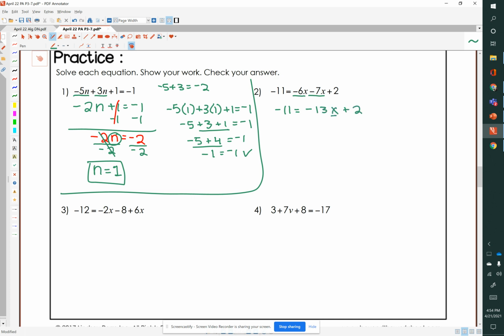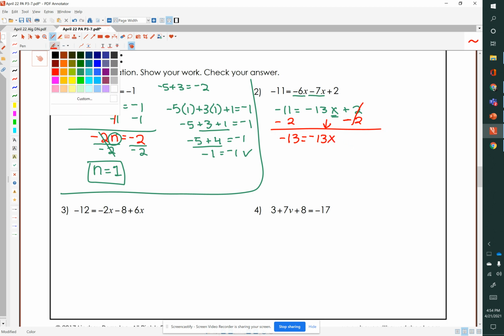So here's our variable x. So the first thing we're going to do is we're going to remove that 2. So it's being added, so we will subtract it. Whatever we do to one side, we do to the other. So positive 2 and negative 2 equal 0. We bring down our equal sign. Negative 11 minus 2 is negative 13 equals negative 13x.